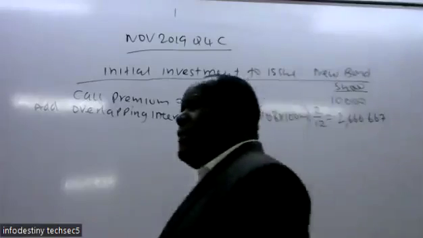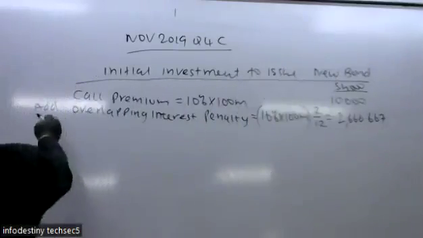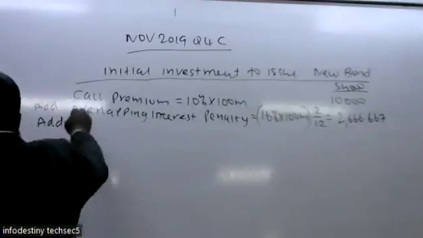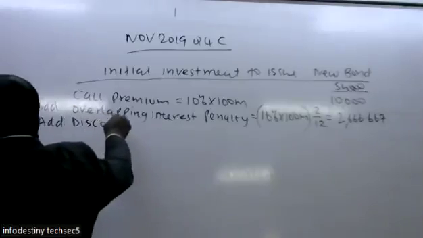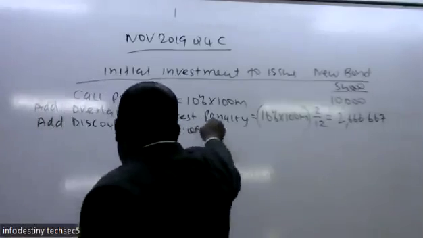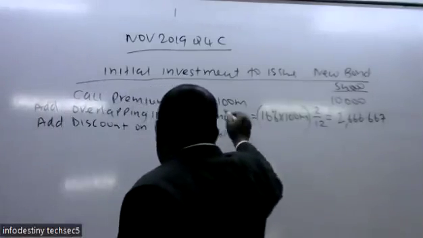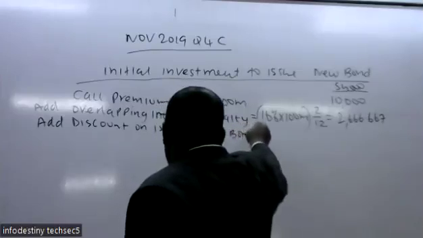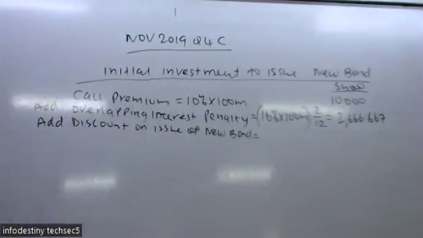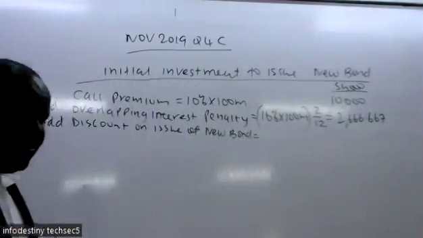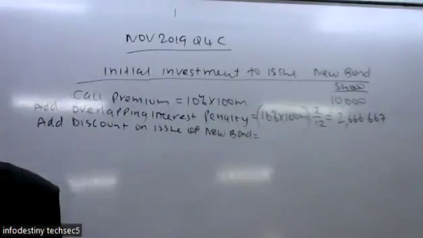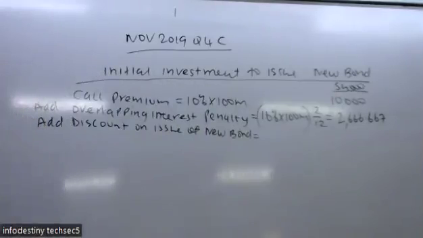Then apart from that overlapping interest penalty, we shall also be required the discount on issue of the new bond. So we also incur some costs on issuing the new bond. Discount on issue of the new bond, you go to the paragraph number 2.